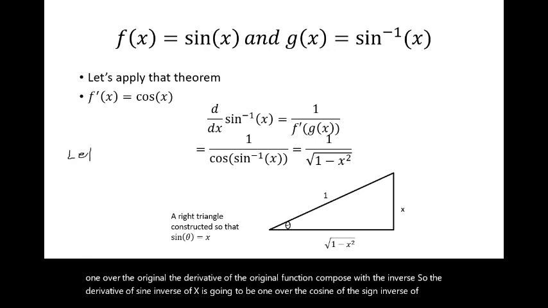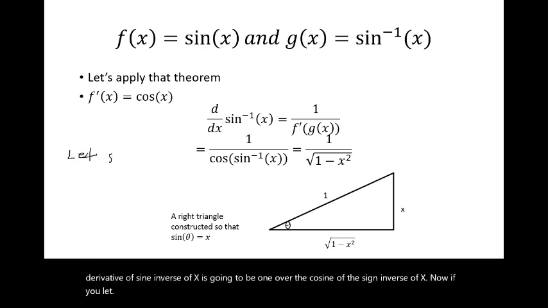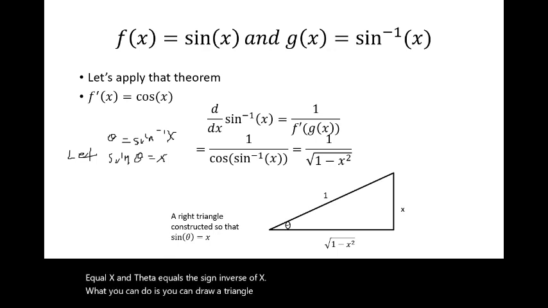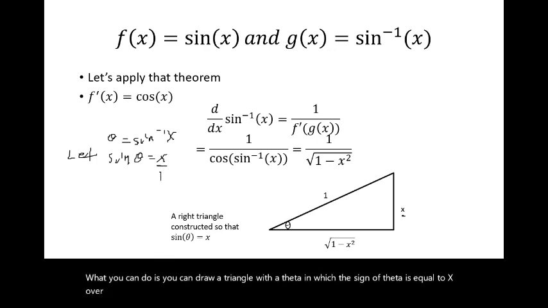Now, if you let the sine of theta equal x, and theta equals the sine inverse of x, what you can do is draw a triangle with a theta in which the sine of theta is equal to x over 1. A little Pythagorean theorem later gives you an adjacent side of the square root of 1 minus x squared.